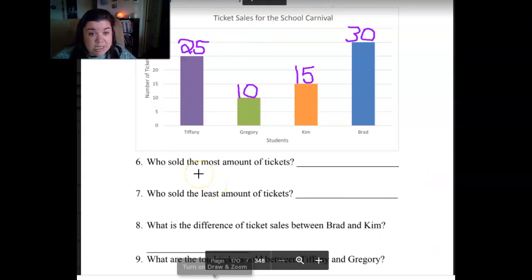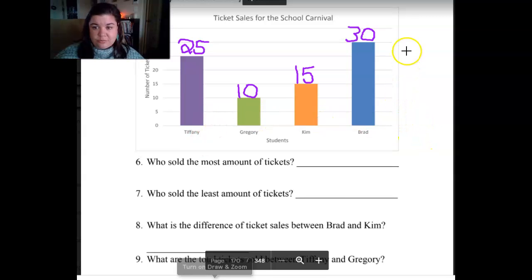Next one is, what were the total number of tickets sold by all 4 students? Total number of tickets sold. So is that going to be addition or subtraction? Addition, yeah, they want to know the total, all of them together. So pause the video and do some adding.